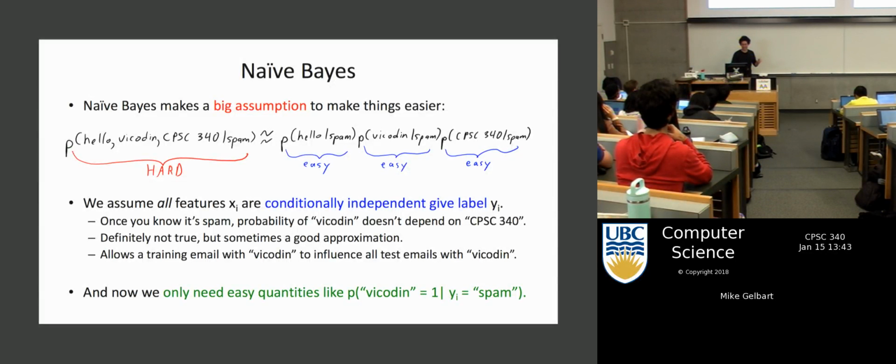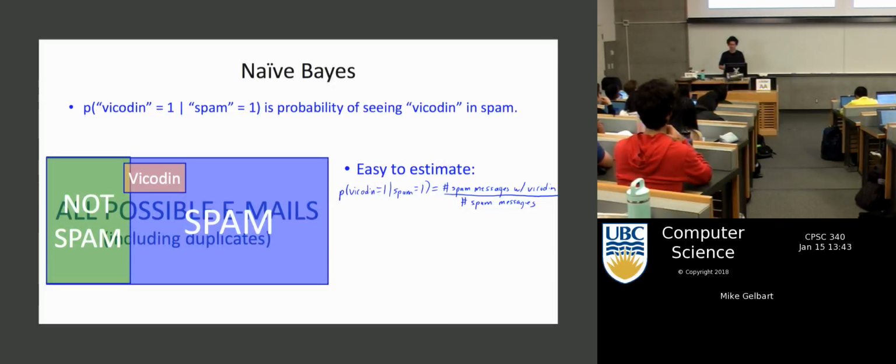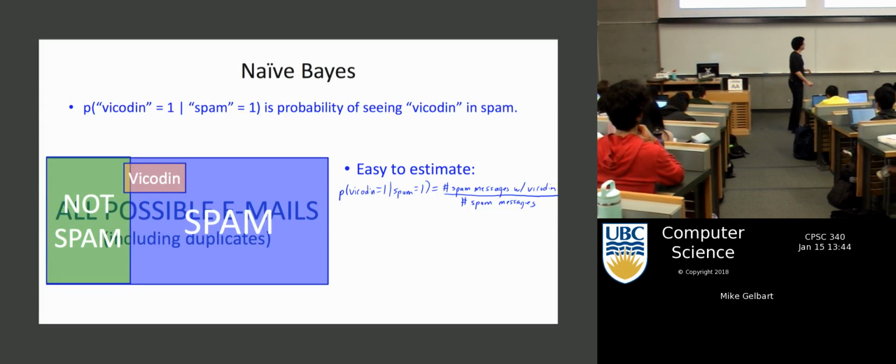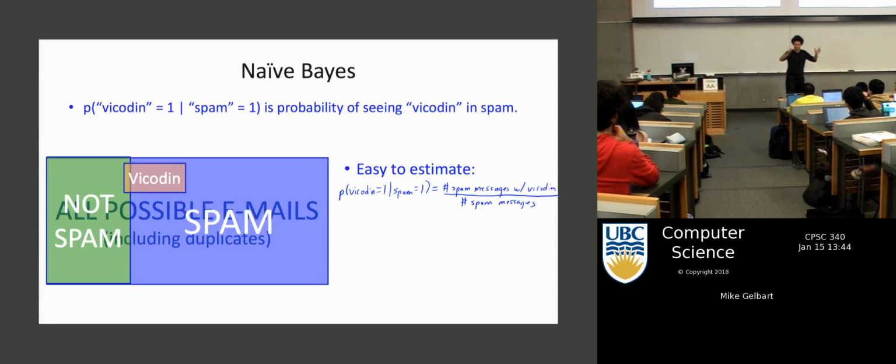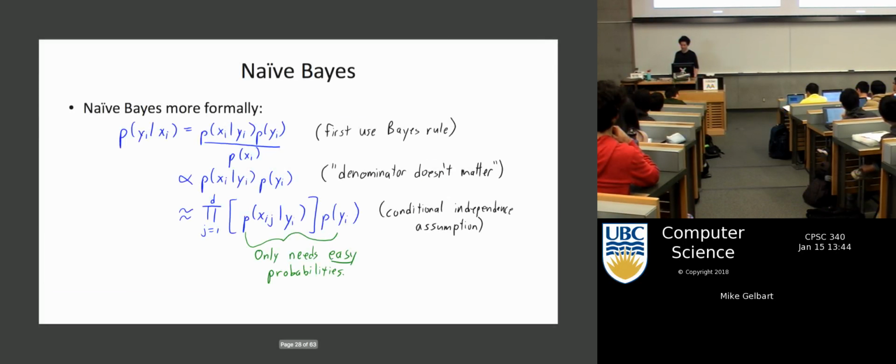Okay, so let's proceed at a faster rate. We need to estimate each of these things that we're multiplying together. And we're going to estimate them, again, just by counting. But now there's not 2 to the D things we need to worry about because we're just estimating for each word separately. We take, for example, the spam messages. We have a particular word, Vicodin, and we just say how many of these emails contain the word versus the total number of emails, and then we've estimated the probability. So for each word, it's just the frequency of that word occurring within spam emails. That's our estimated probability.